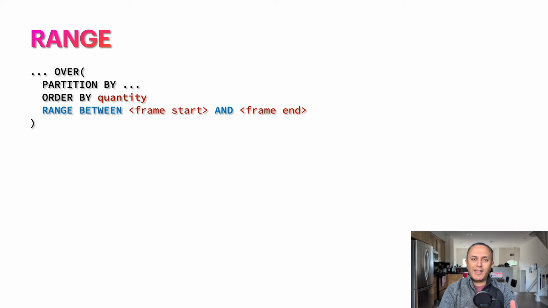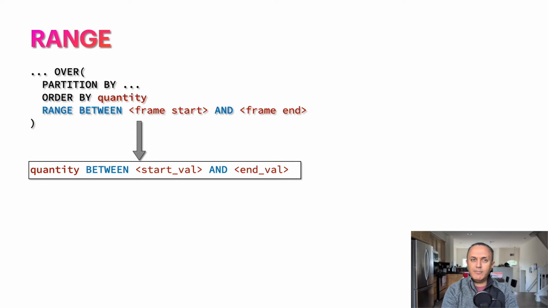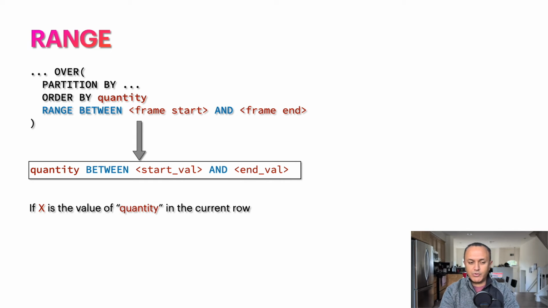You can think of that as a condition that says quantity between some start value and end value. So any rows that have this condition satisfied are within the frame, right? So what is the start value and the end value? Suppose, again, this is defined in relation to the current row. In the current row, the quantity here is the column that we're ordering by. Suppose the quantity value is x, some value x.